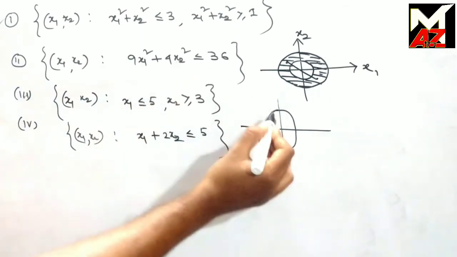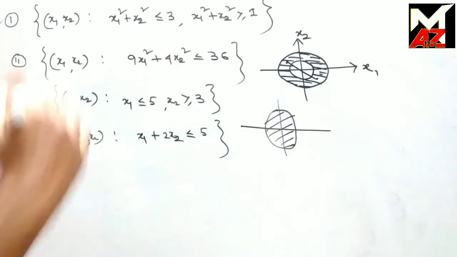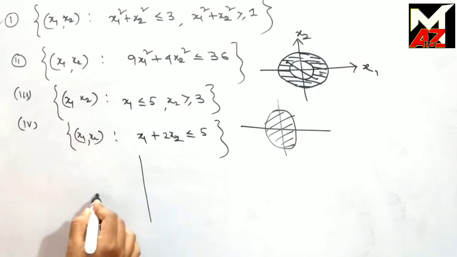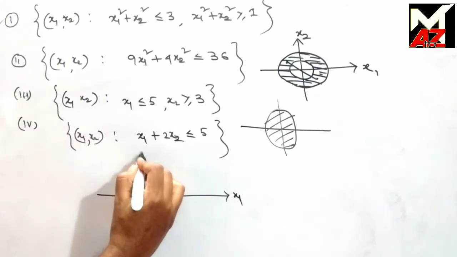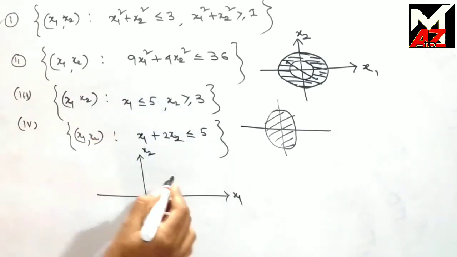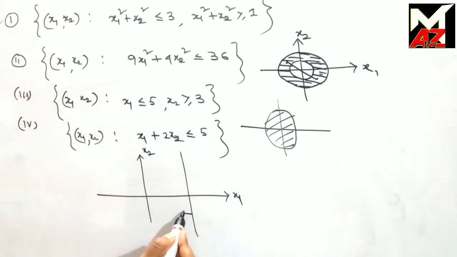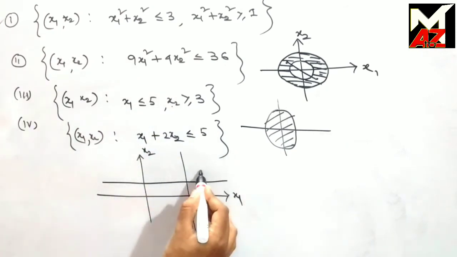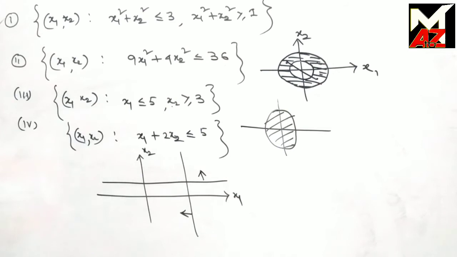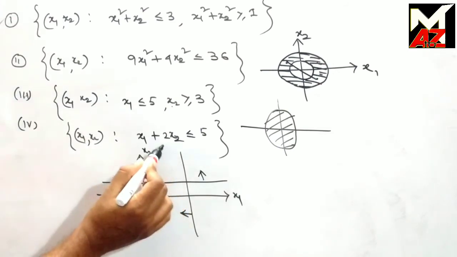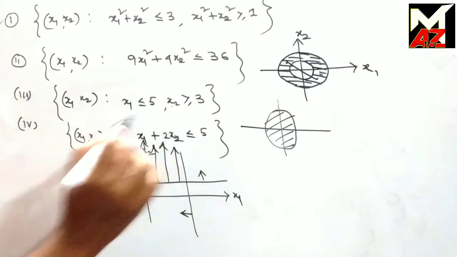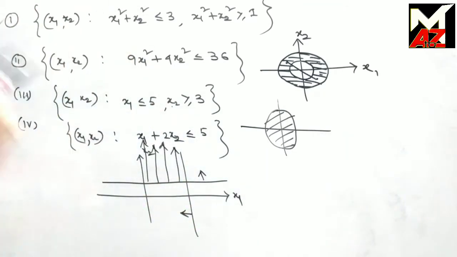Okay, so the region is inside. So clearly this is a convex set. If we take the third set, then this is x1, this is x2, and x1 less equal to 5, the region along the origin, and x2 greater equal to 3, that is this, and the region opposite to the origin. So the common region is this, and clearly this set is also convex.